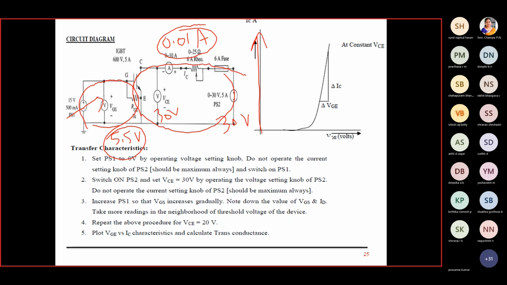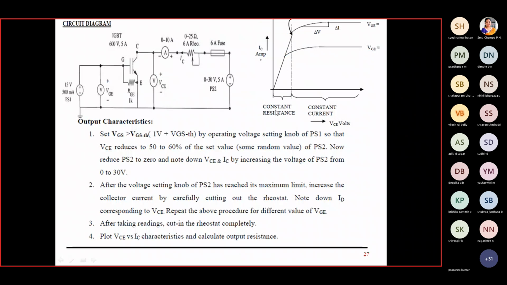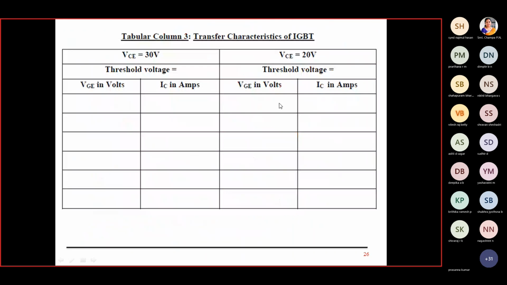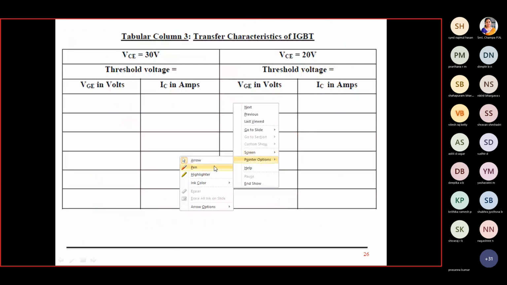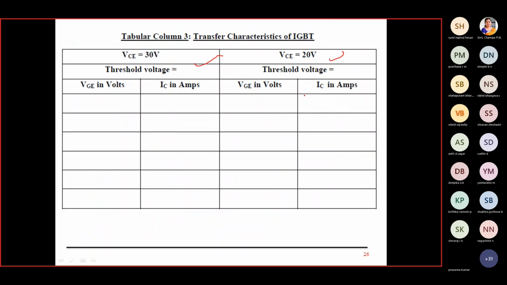It's a plot of IC versus VCE. This is my VGE threshold, and thereafter the current will start increasing. Take the slope, the ratio of delta IC by delta VCE. That's the transconductance of the IGBT. Then repeat the experiment for VCE of 30 volt as well as 20 volt.